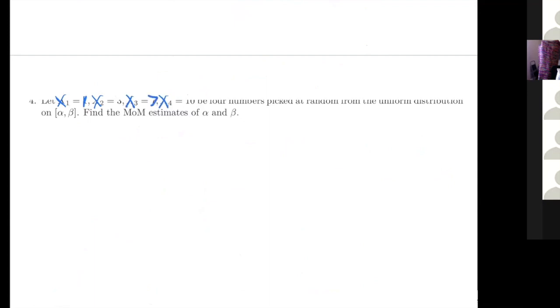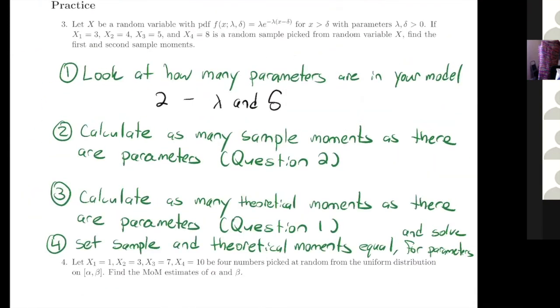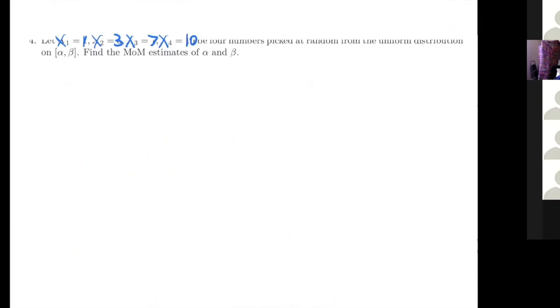So let's see. We had a 7 and a 10 and 1 and 3. Okay, so that is our data. Sorry, that part got chopped off. And so we're going to do the same approach here, just to have these steps in mind.